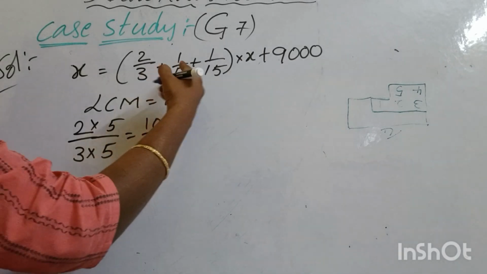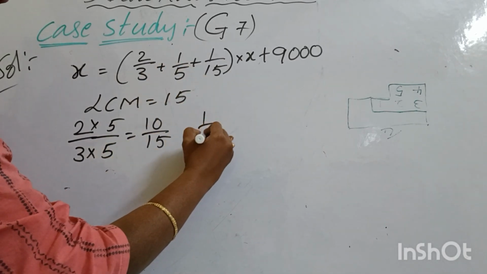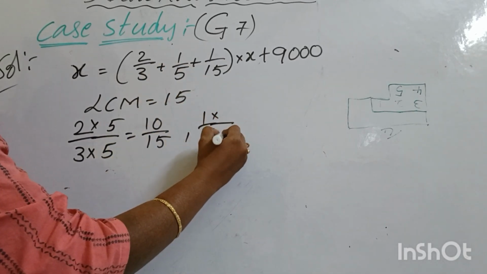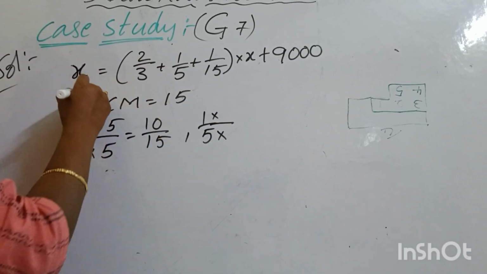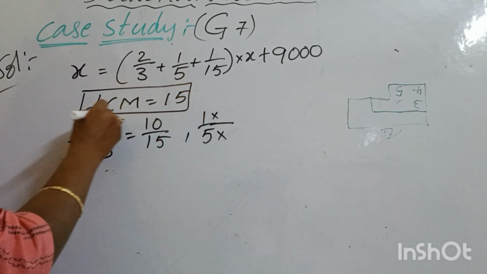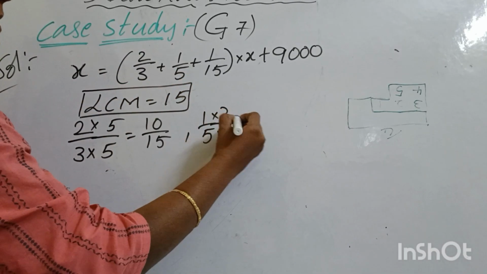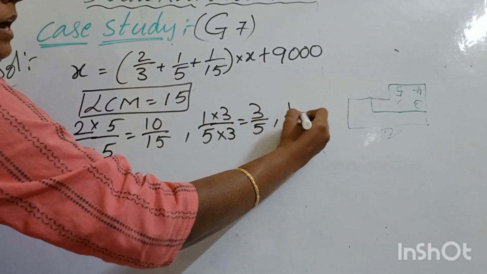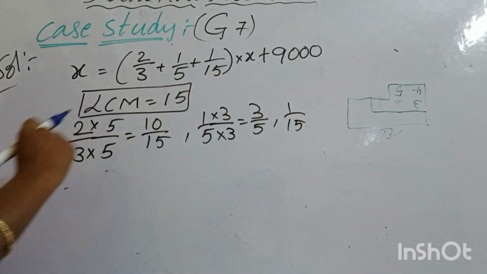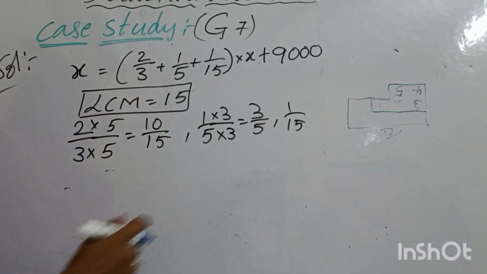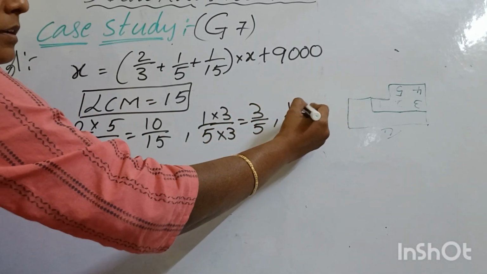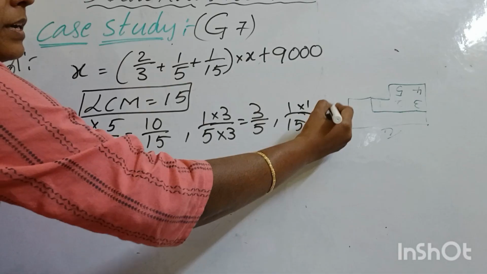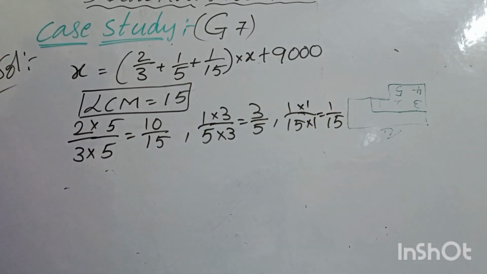Fine. Like that the next fraction, 1 by 5. How many times does 5 go into 15, children? 3 times, right? So you have to multiply with 3, giving 3 by 15. And next 1 by 15 already has denominator 15, like our LCM. So we need not change it. If you multiply with 1 also, we get the number itself, right? Okay.